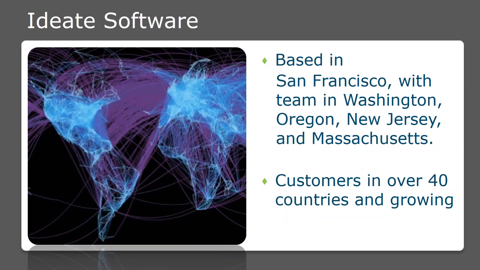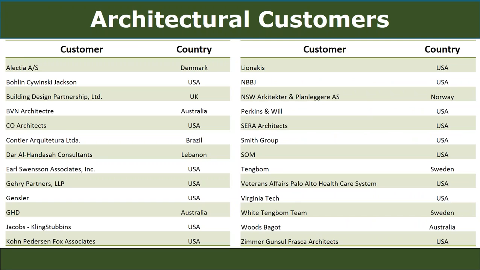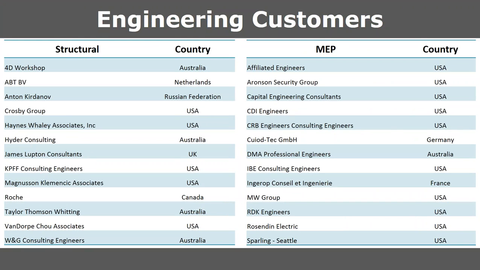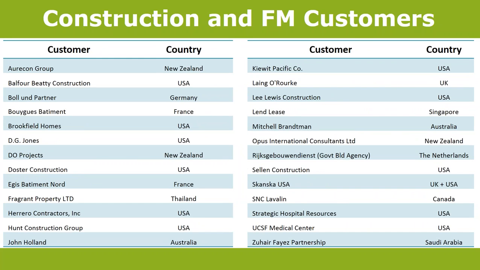So Ideate Software, just quickly, is a global software company. We are primarily based in San Francisco, but we sell our software all around the world, and actually in over 40 countries and growing. This is just a preview of some of the places for our architectural customers around the world. Engineering customers, also globally. And then our construction and facilities management customers, just again, a small sampling.